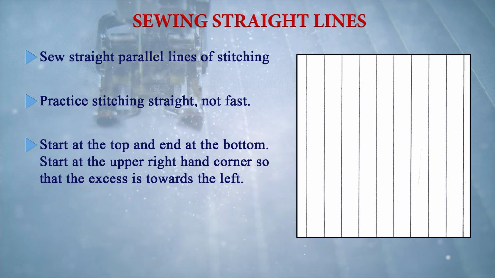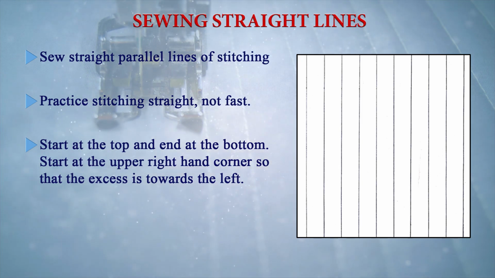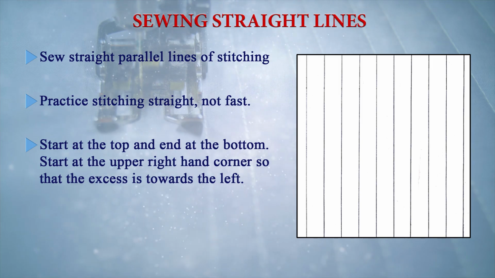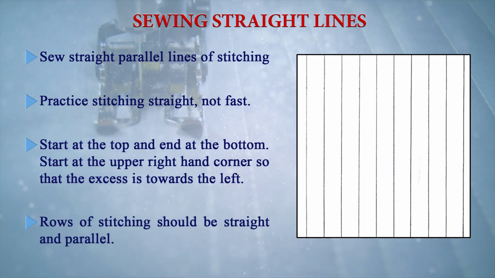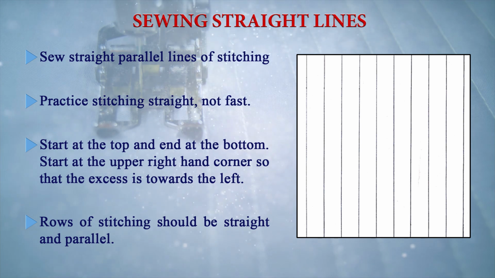So start at the top and end at the bottom. Start at the upper right hand corner, so that the excess is towards the left. We start from the right side of the corner so that the bigger part is away from the machine. Then the rows of stitching should be straight and parallel to each other. Then sewing parallel lines without marking.